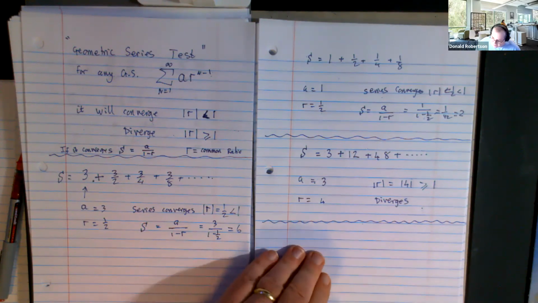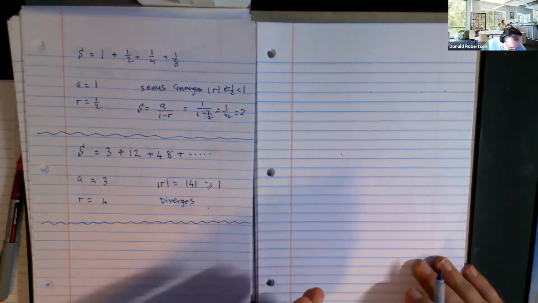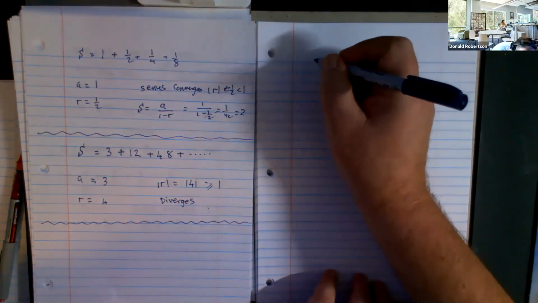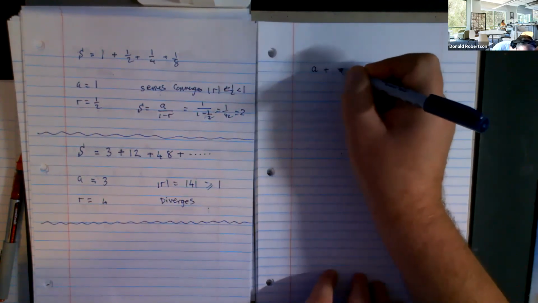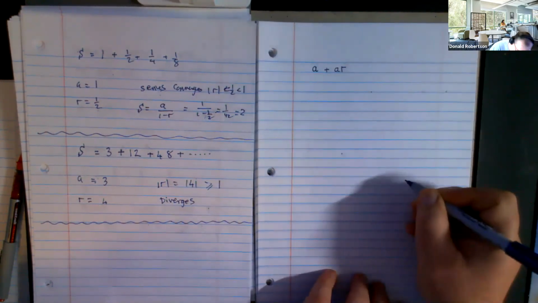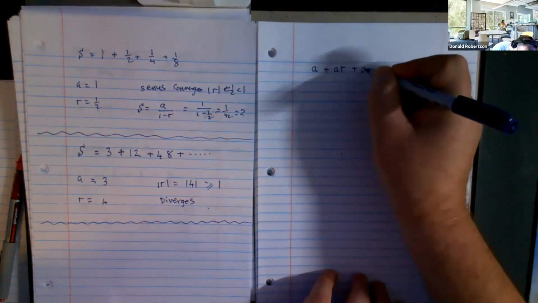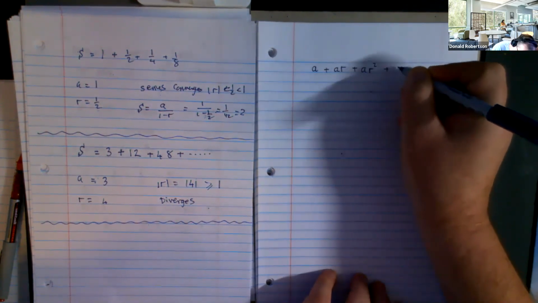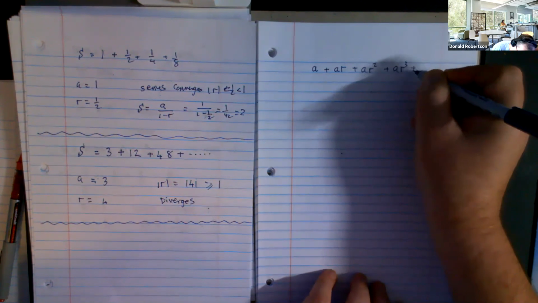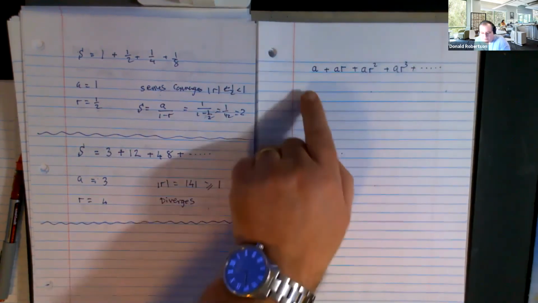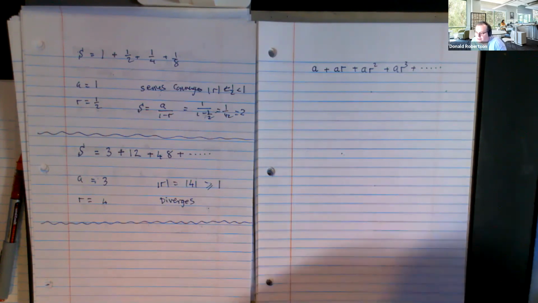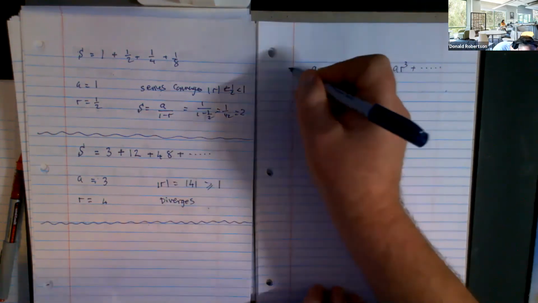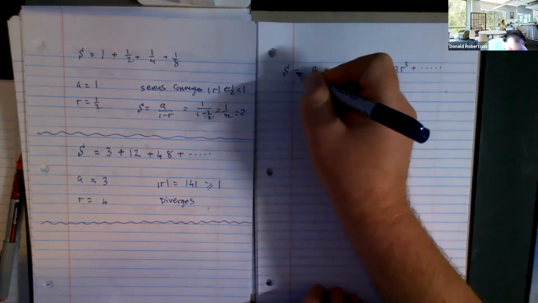Right. Now, I said I'd prove it to you, so I don't like magic, so I'm going to do that. Suppose you start off with a number a. If you multiply it by r, don't you get ar? If you multiply that by r, don't you get ar squared? And if you multiply that, you get ar cubed. Isn't that basically what every geometric series in the world looks like, right? You start with a number and then you keep multiplying by r. So I'm going to call that S.